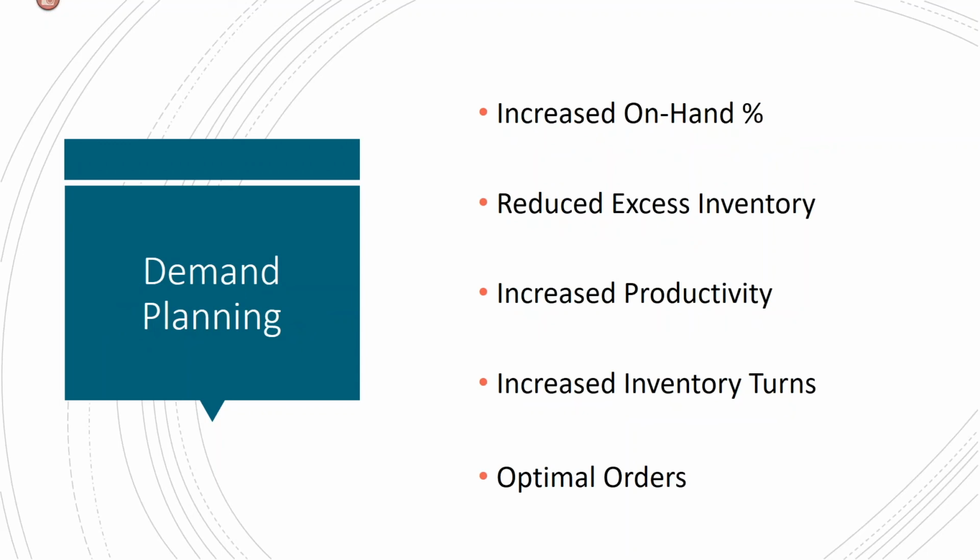When we look at demand planning, this one is really exciting, and a lot of companies that are moving from second or third tier ERPs are excited to be able to really start looking at how their business and their customers interact. And the idea here is that we're reducing excess inventory, increasing productivity, and inventory turns.